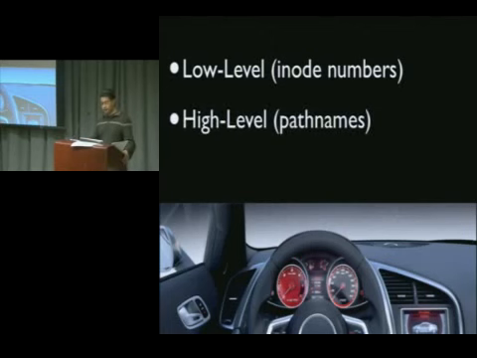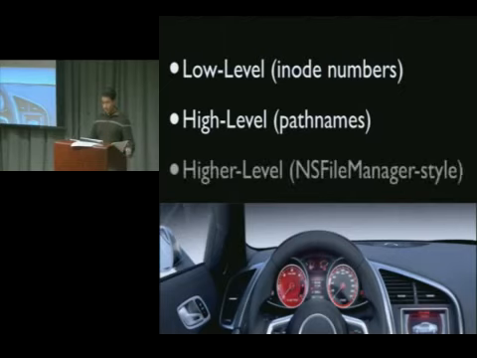There's a high-level interface, again a superset of the Linux FUSE interface. This deals with path names. So depending on your file system, how simple it is, whether it is disk-based or not, you may want to use this. For a lot of pseudo file systems that have content in memory, this is more suitable. And then we have a higher level interface, which is very much like NSFileManager. So if you're a Cocoa developer and you've worked with NSFileManager before, you will be at home working with this.